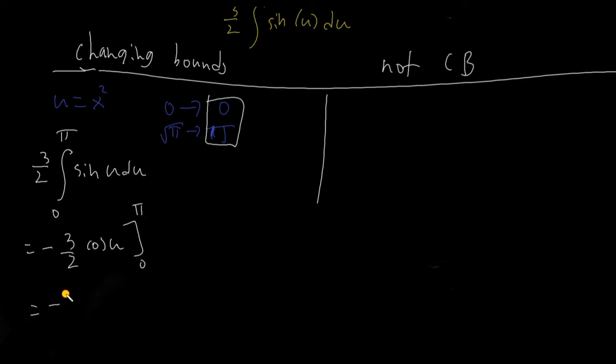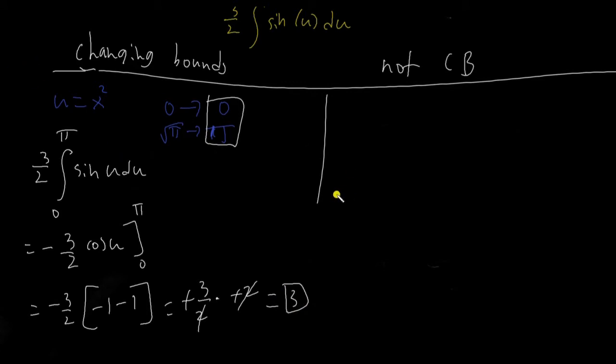Plugging in, so negative 3/2. And then cosine of pi is going to be, remember your unit circle from pre-calc, negative 1. And then we're going to subtract cosine of 0, which is 1. So this is negative 3 over 2 times negative 2. The negatives cancel, the 2's cancel, and we're left with 3 as our answer.